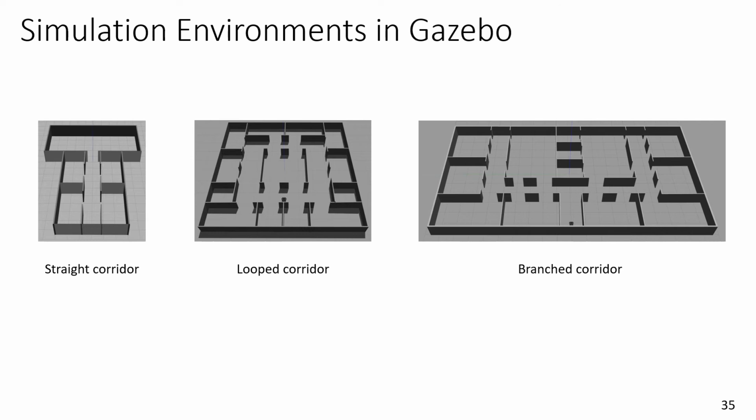The prioritized exploration algorithm was implemented in IROS for a TurtleBot 3 robot. We have tested the algorithm on 3 simulated environments made in Gazebo. Each of these environments has a different type of corridor. The first one is a straight corridor. The middle one is a looped corridor where the corridor loops around a large room. On the right is the branched corridor where the corridor branches into two parts.